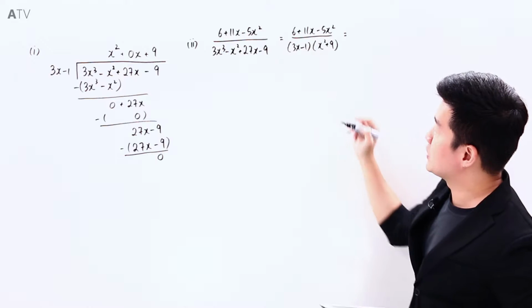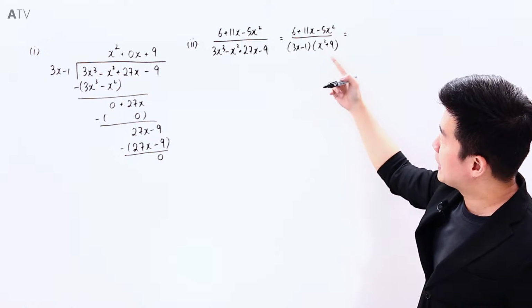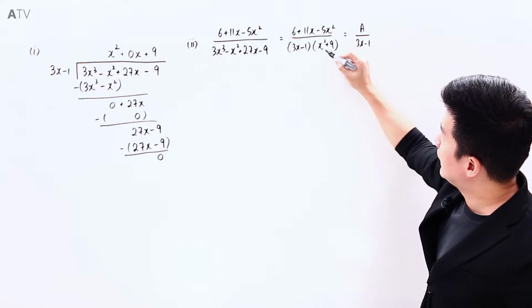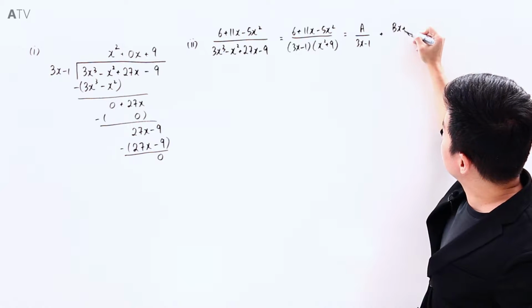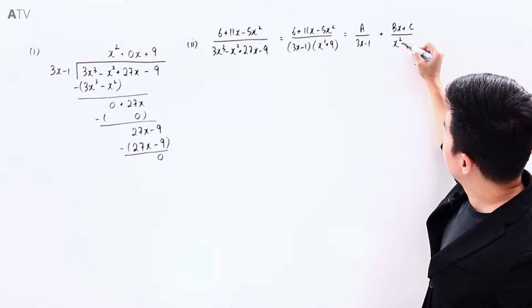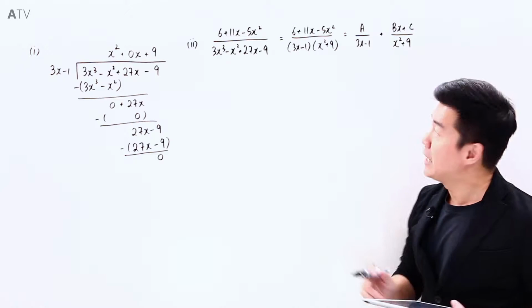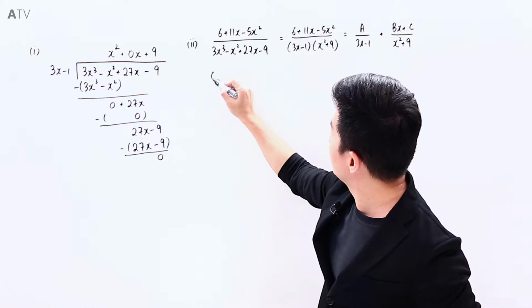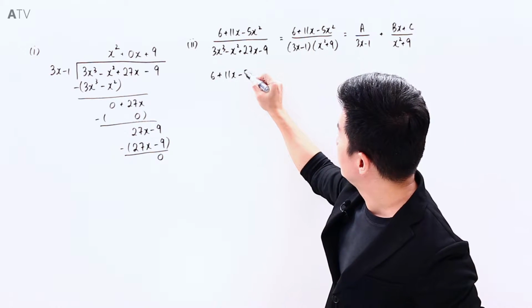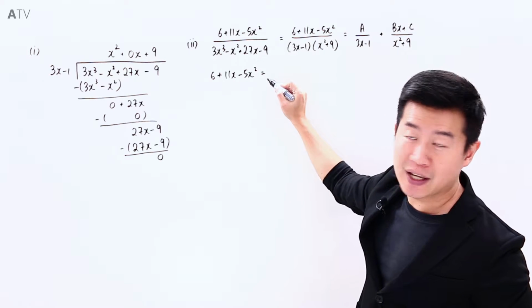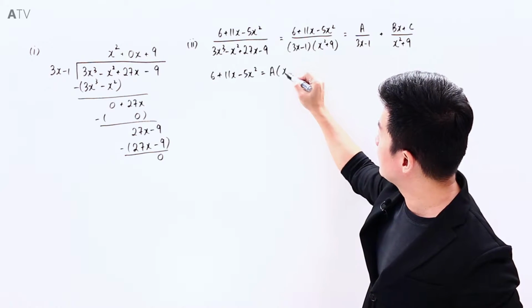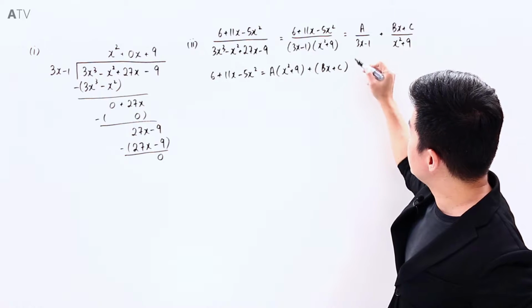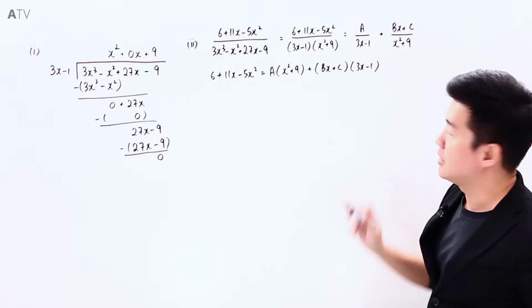And if you were to rewrite this into its partial fraction, it depends on the denominator that we have here, which is going to be A over 3x minus 1. And as for this, it is going to be Bx plus C divided by x squared plus 9. And if I were to multiply this equation throughout by the denominator, on the left hand side, we will have 6 plus 11x minus 5x squared, and on the right hand side, it is going to be A multiplied by x squared plus 9 plus, here we have a Bx plus C multiplied by 3x minus 1.